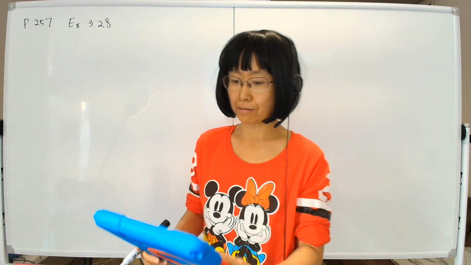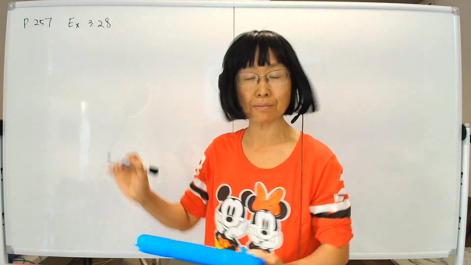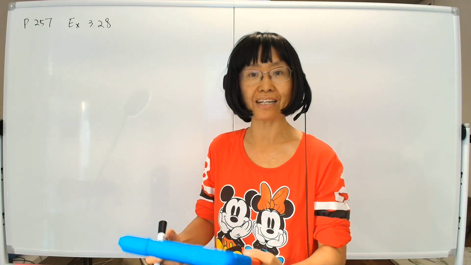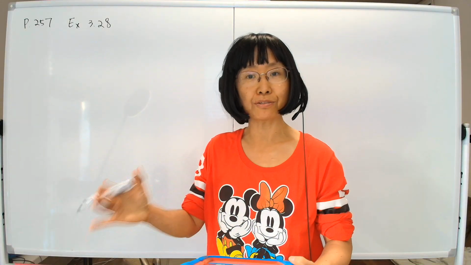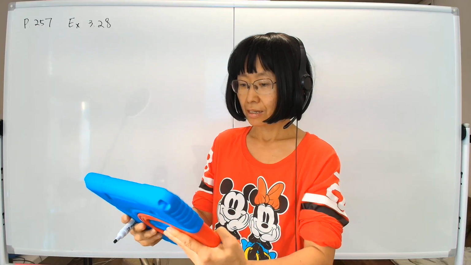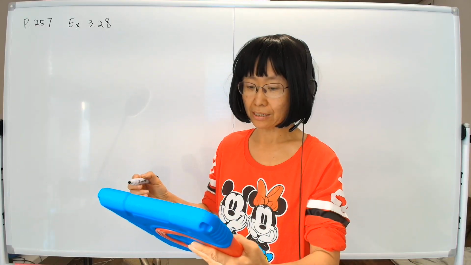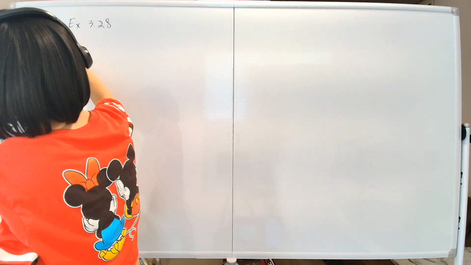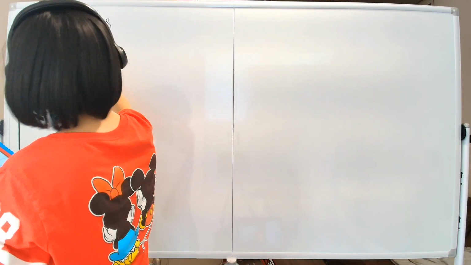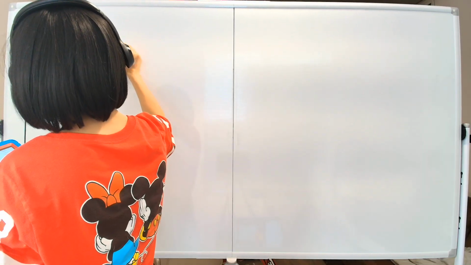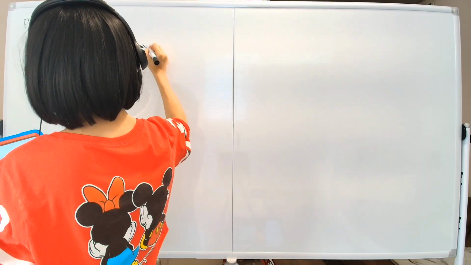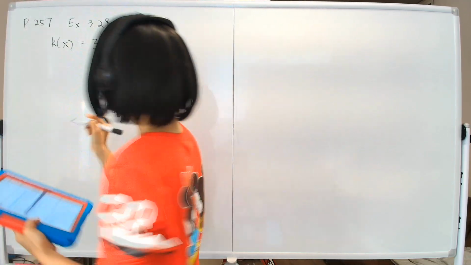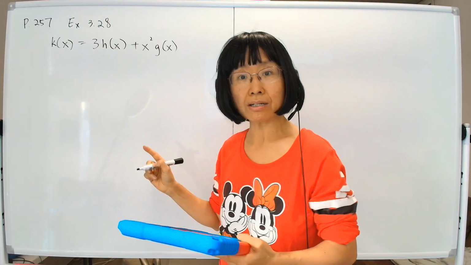Let's look at page 257, example 3.28, which is a short little example but demonstrates an interesting point of how to use different rules together. So example 3.28, we have a function that's called k of x. K of x is 3 times h of x plus x squared g of x. Now we don't know what h and g are, but it doesn't matter.